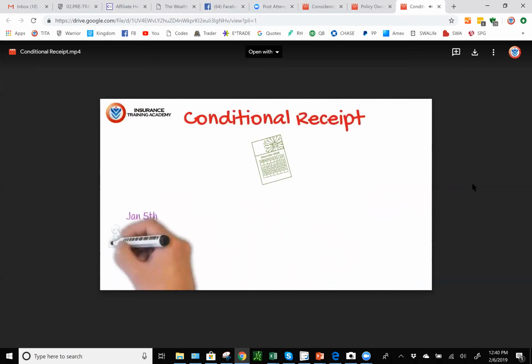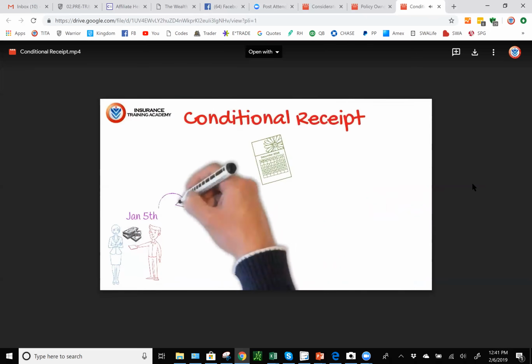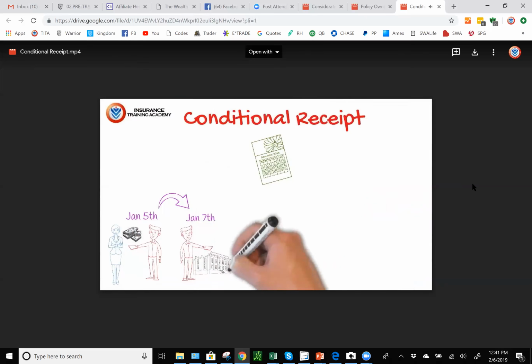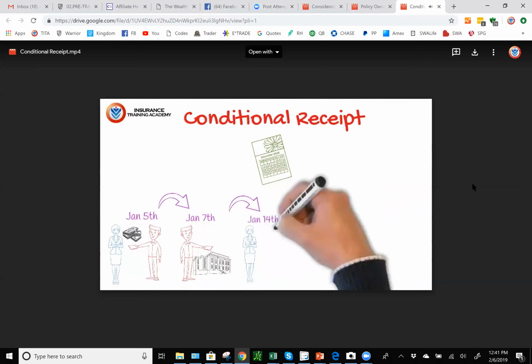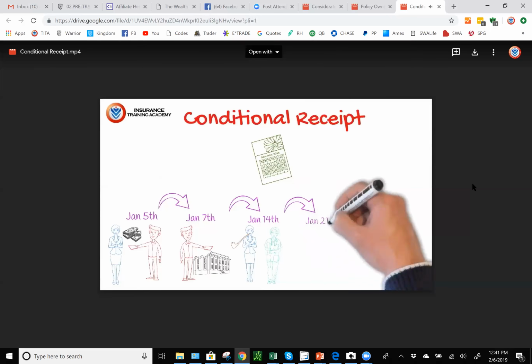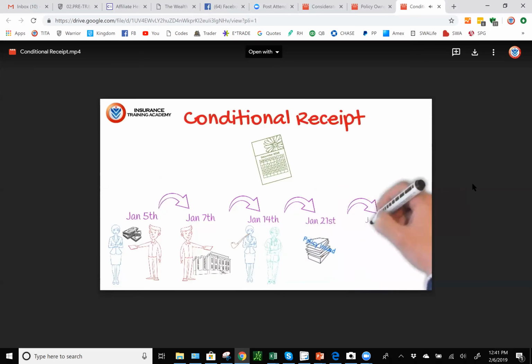So let's start over with our timeline. Jane paid her premium. Bob gave her a conditional receipt. 2 days later, he turns the application into the insurance company. A week later, Jane has her paramedical exam. Nurse comes out, draws her blood. Remember, the results showed that Jane had nicotine in her system. Jane is a pipe smoker. She doesn't really like cigarettes, I guess. A week later, they issue her policy. A week later, Bob delivers her policy.